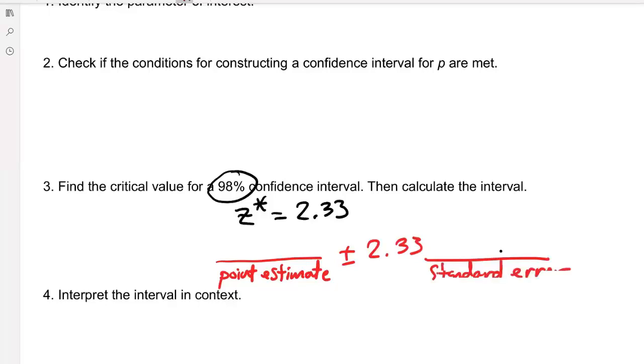Your point estimate is going to come from the experiment or the survey. Your standard error is going to run through that formula for standard deviation. And the 2.33 just says this is how many standard errors you need to go to get 98% confidence.